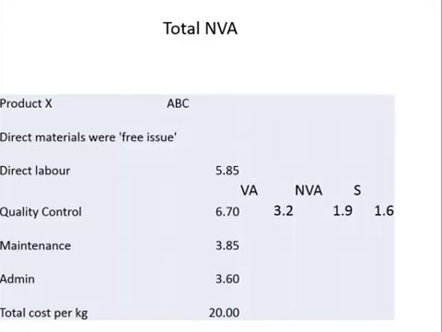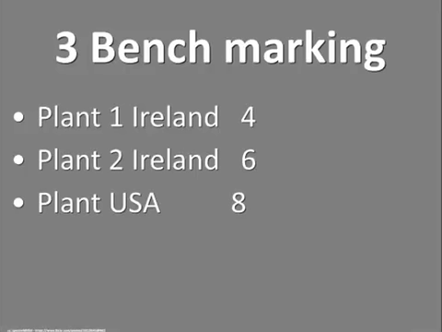So this is just a little example there. You can see in the quality control I showed you earlier on, the product X, where the total product cost was 20 down the end. If you look at quality control of 670, of that 670 you can split that out, so you can see value added is 320, non-value added is 190, and sustaining is 160. And you can do that for each cost in each department. So you can imagine your non-value added is going to build up and build up, and if it's anything like the norm, it could come in at about 3 million if your overheads were 10 million. So you could start tackling that and reducing your overhead costs.